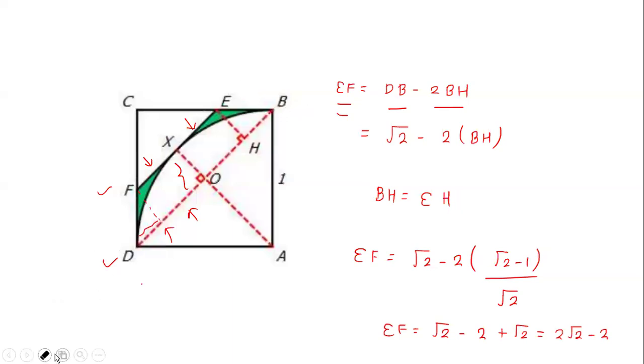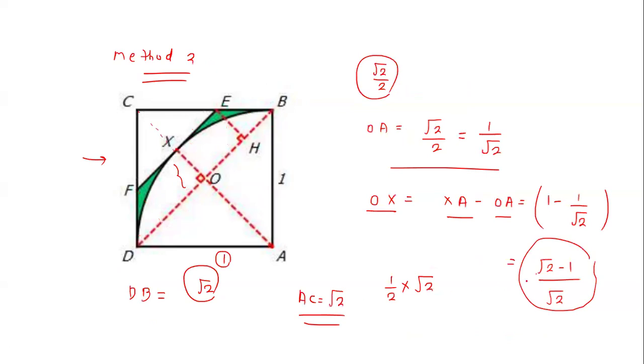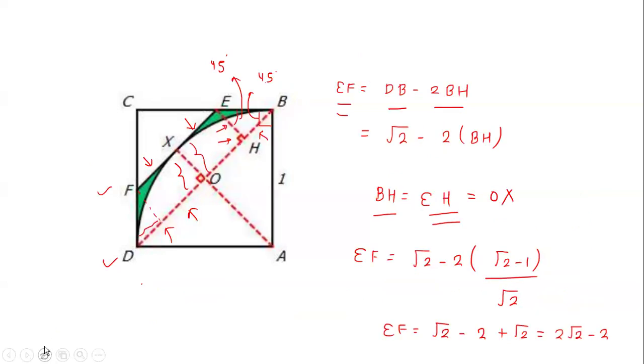Here, if you see, this is a 90-degree angle, so both are perpendicular, and this whole angle is 90 degrees and this diagonal is dividing the whole angle into equal parts, so this will be 45. So if this is 90, this will be 45, so this will also be 45. So this length is equal to this length. So this BH length is equal to the EH length, and EH length is equal to this OX length because both are parallel and both are the same lengths. So OX length we just calculated previously as root 2 minus 1 divided by root 2.